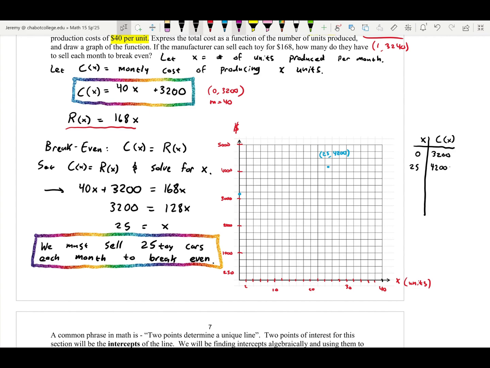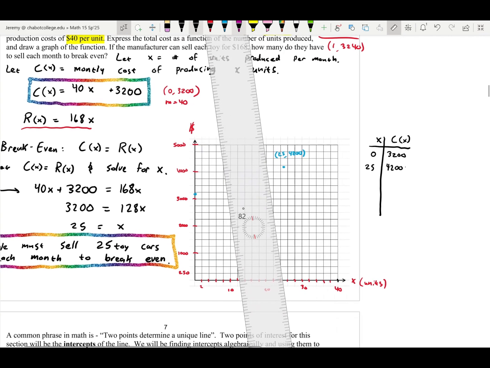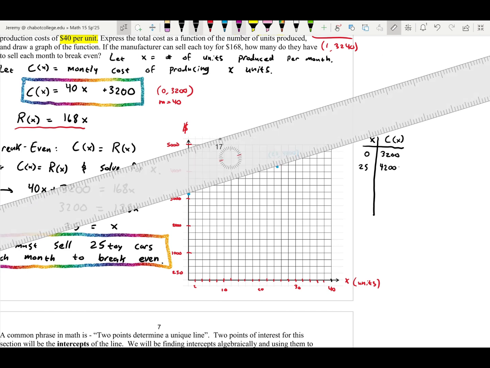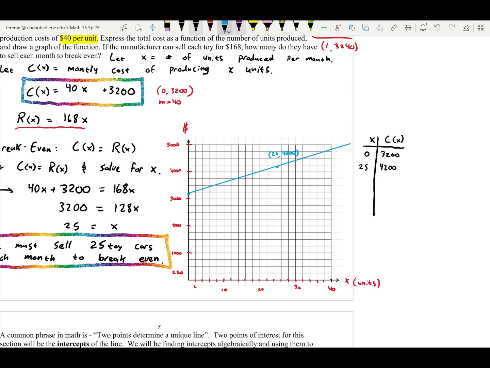Okay, and we know that this is a linear function, so I can just draw a line through those 2 points because 2 points define a line. So there we go. There's the graph of C.